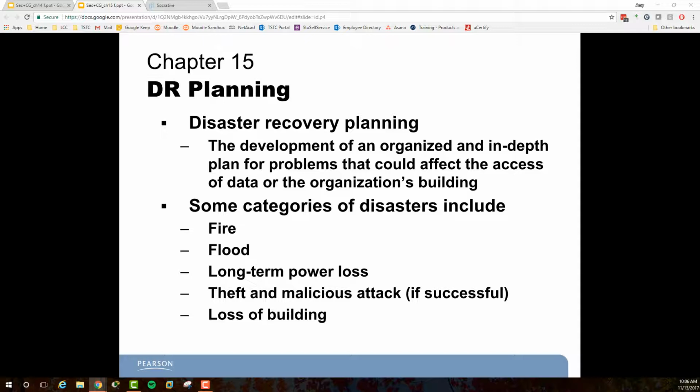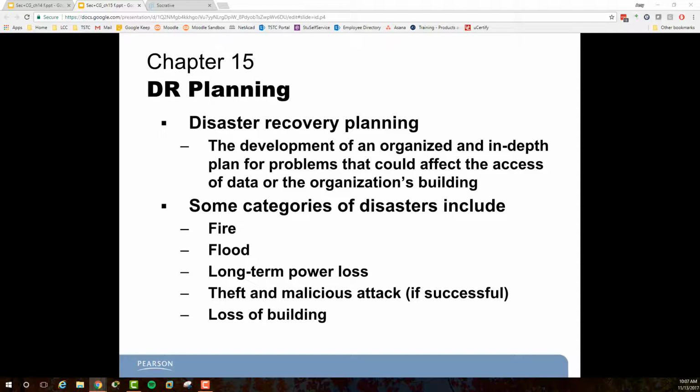Theft or malicious attack would be physical security controls like cable locking the server to the rack, keys to remove hard drives, blocking physical access to the server room, and keeping the doors locked, things like that. Loss of the building could be a gas leak, some sort of attack, if for some reason the building becomes part of a crime scene and you can't access it.